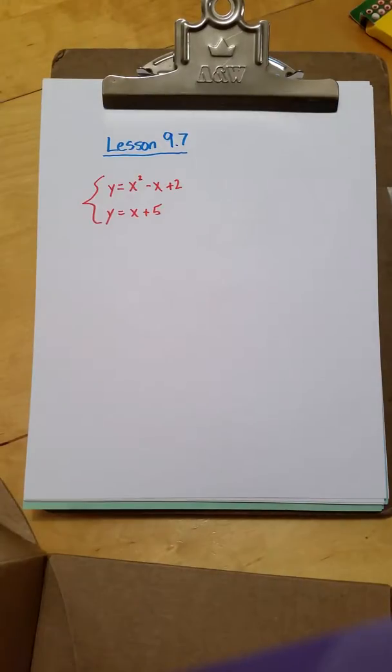Let's take a quick look at lesson 9.7. First, you're given two equations. One is a parabola, the other is a line. Since the right side of each equation equals y, we can set them equal to each other.